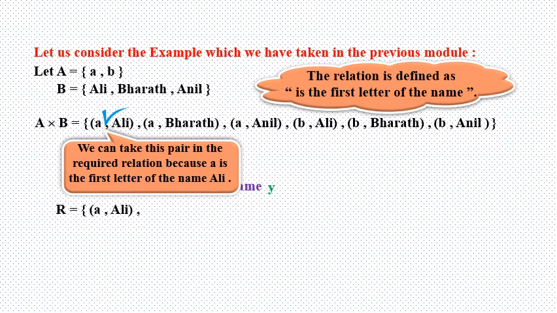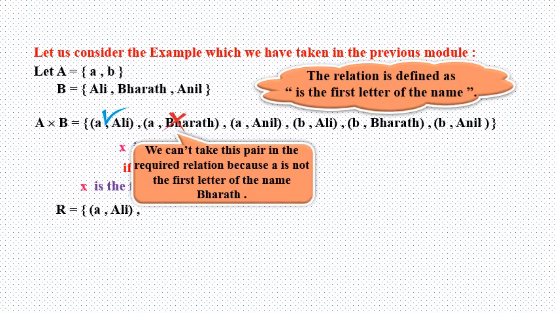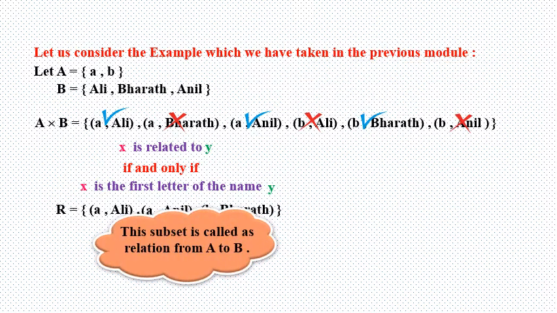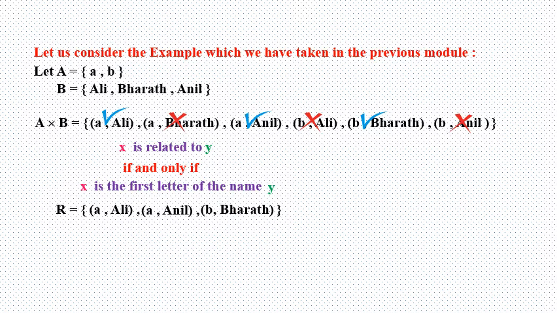We can take this pair in the required relation because A is the first letter of the name Ali. And again we cannot take this pair in the required relation because A is not the first letter of the name Bharat. Again we can take, again we cannot take. Yes, this subset is called relation from A to B.